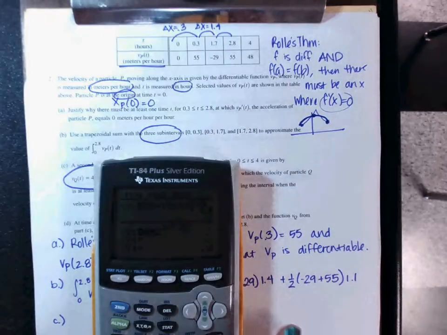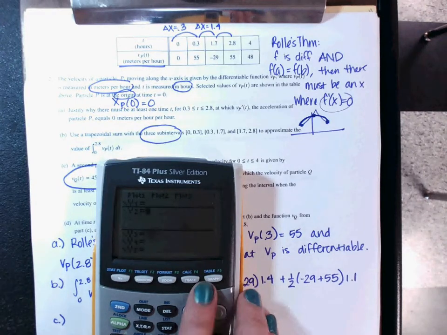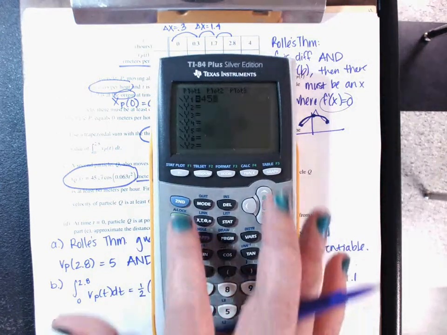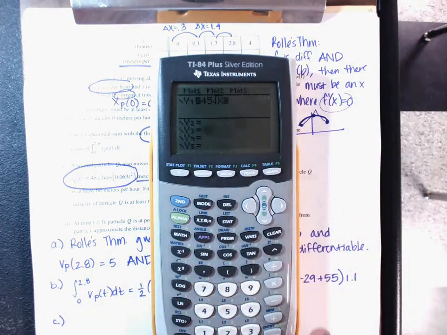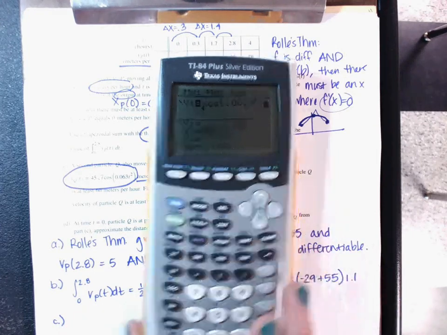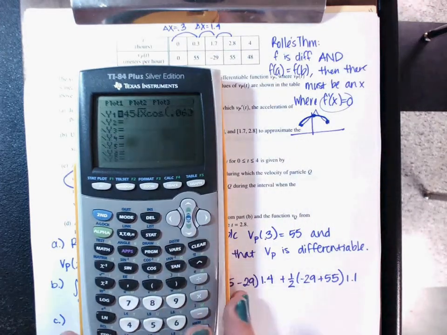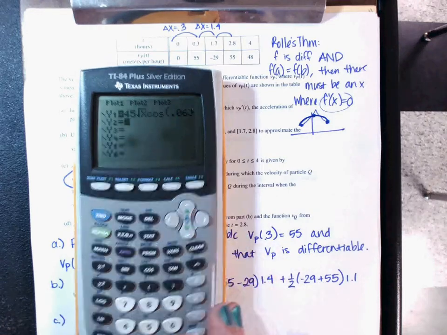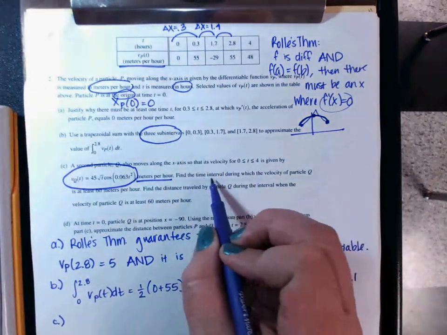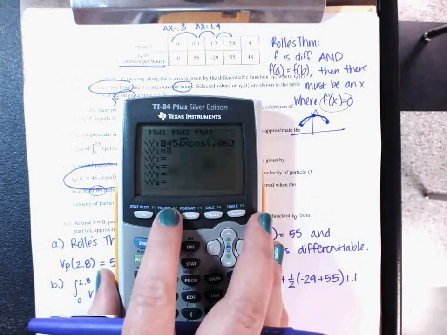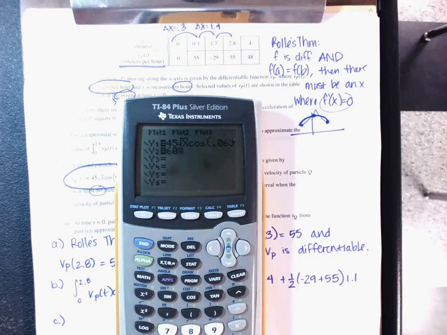So in my y equals, I'm going to type my equation in here. Okay, so it says it was 45, then square root x, then cosine, then 0.063 x squared. Okay, just like that. So 45 root x cosine 0.063 up to the x squared. Okay. Then it says find the interval at which it's at least 60 meters per hour.